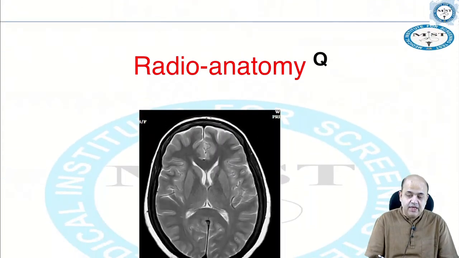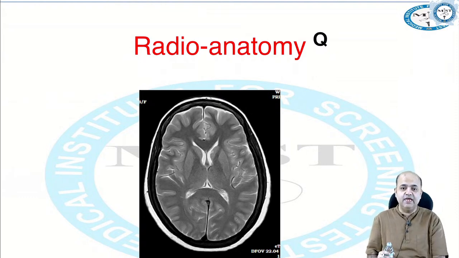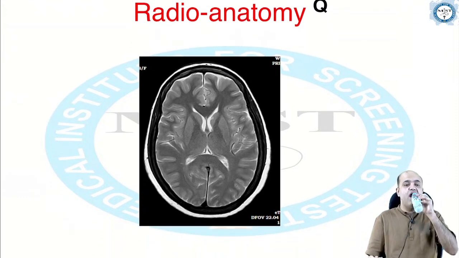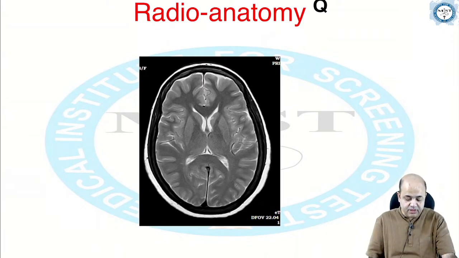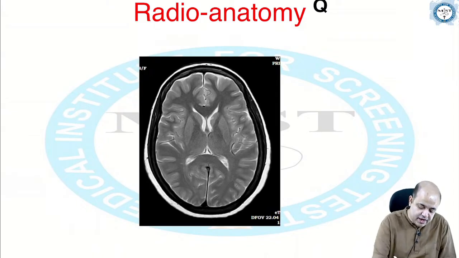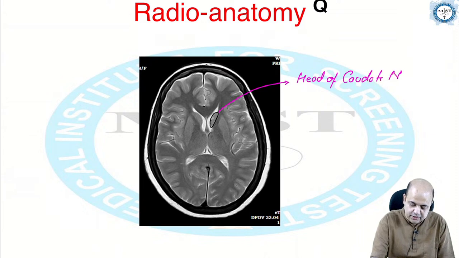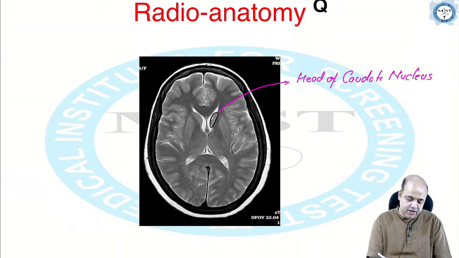Okay. In radioanatomy, the brain section is very, very important. Different structures have been asked at different points of time, so we should be very clear about these structures. So what do we have? This is the area of the head of the caudate nucleus.